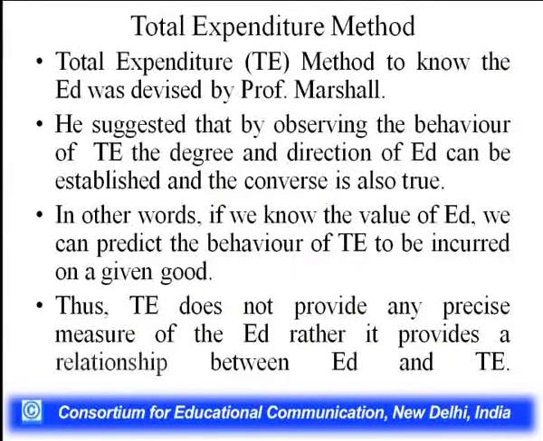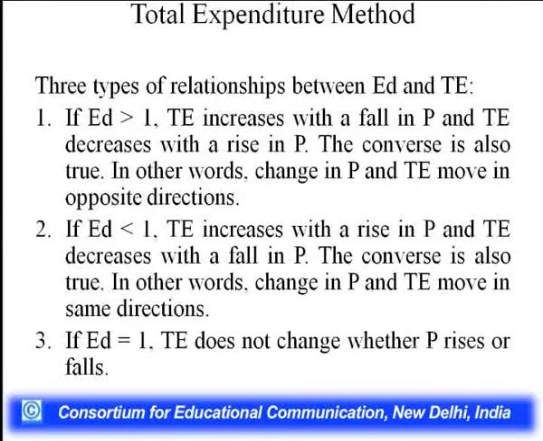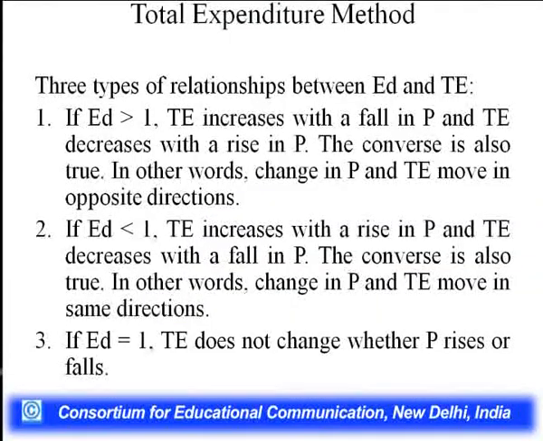So, thus total expenditure does not provide any precise measure of ED, rather it provides a relationship between elasticity of demand and total expenditure. Three types of relationship may exist. One is that if ED is greater than 1, total expenditure increases with a fall in P, and T, total expenditure, decreases with a rise in P, P meaning price. The converse is also true.